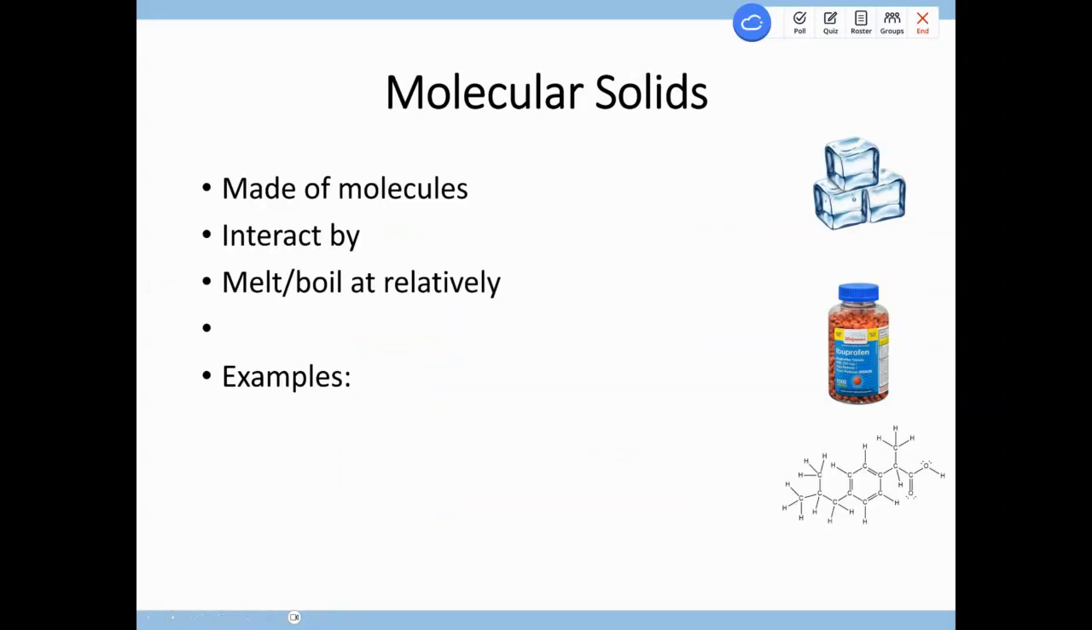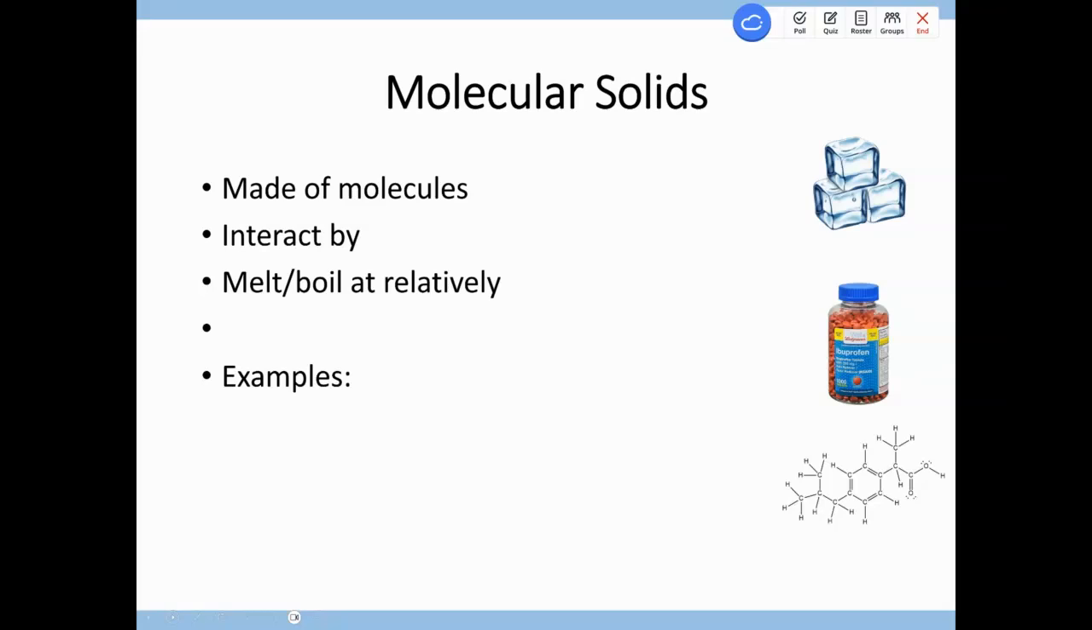So first we'll talk about molecular solids, a classification of solids. These are solids that are made of molecules. This is a molecule of ibuprofen. There's a bunch of carbon atoms, hydrogen atoms, and a couple of oxygen atoms that are all covalently bonded to each other in one molecule. There's much more than one molecule in one tablet of ibuprofen. There are many molecules. These are held together in the solid by intermolecular forces.